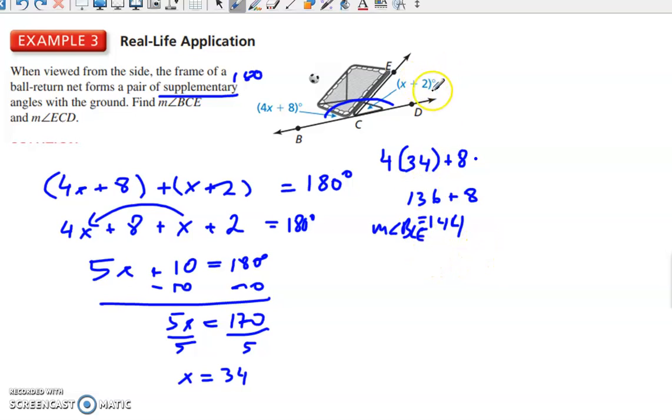And then 34 plus 2 is 36, and that is the measure of angle ECD.